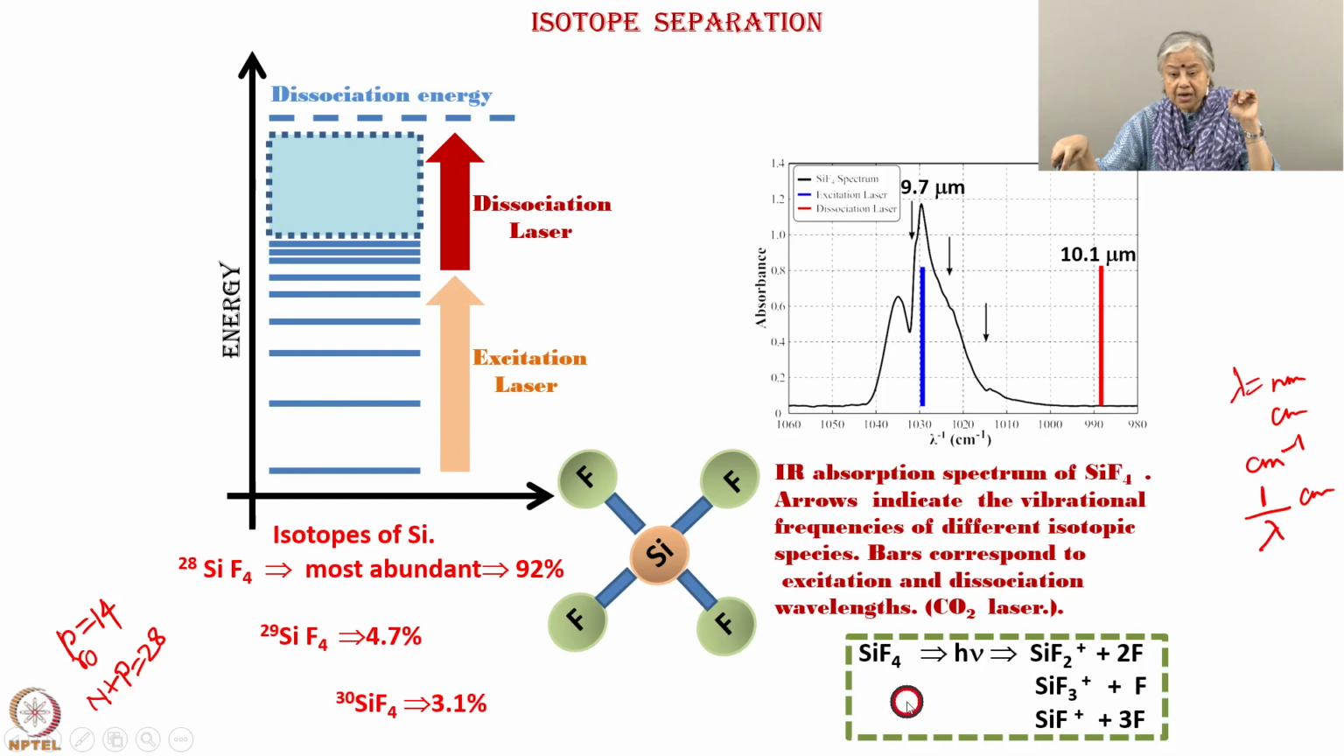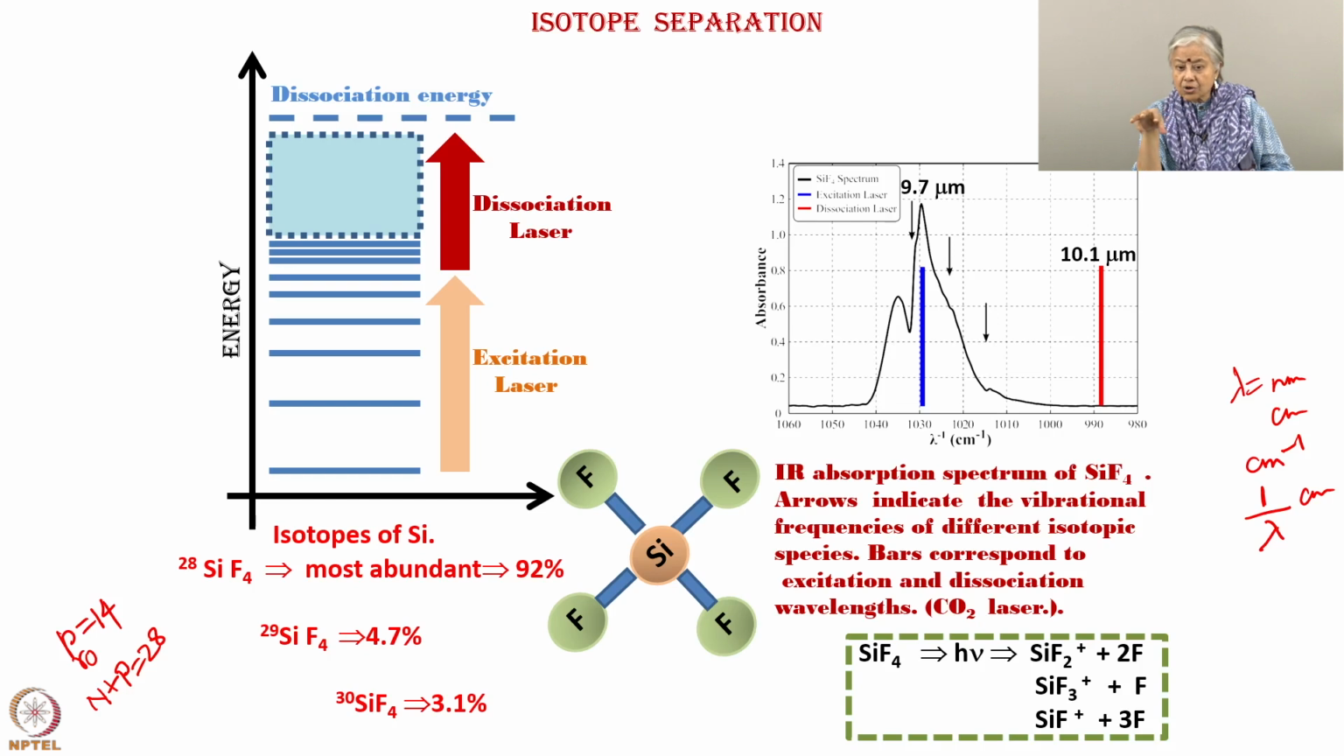So, when the bonds break up, what is the chemical equation? SiF4 with the effect of h nu gives SiF2 plus 2F, where these two bonds have broken, or it can be SiF3 plus F, where one bond is broken and one fluorine is released, and you can have SiF plus 3F, where 3 bonds have broken. It can be any of these with the help of laser light with energy h nu.